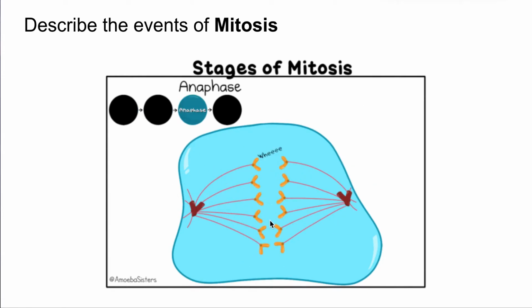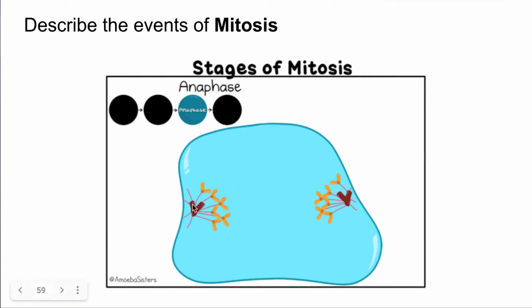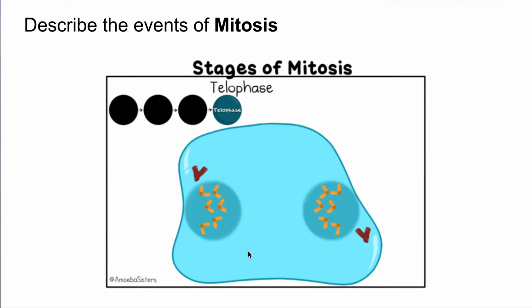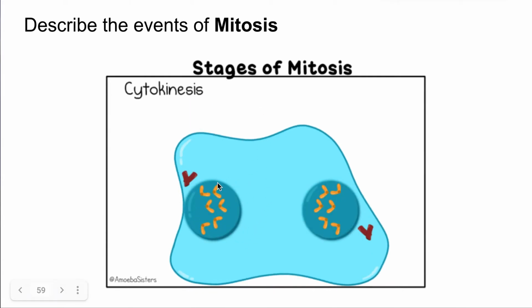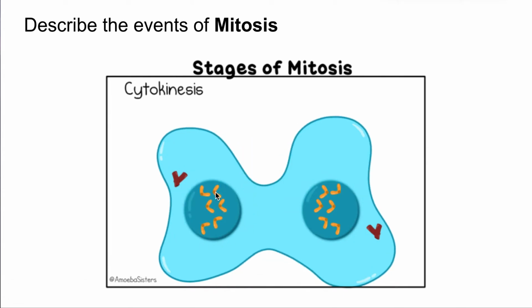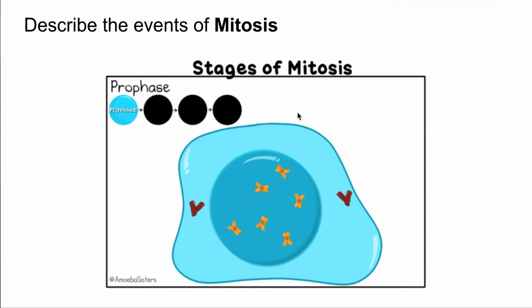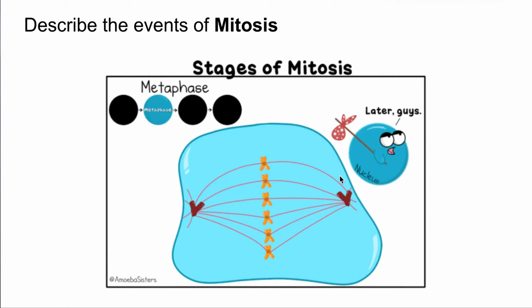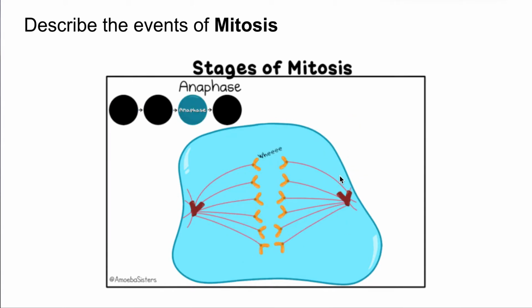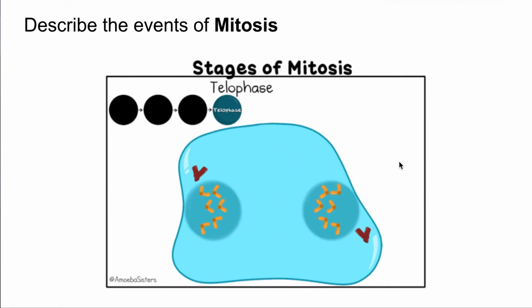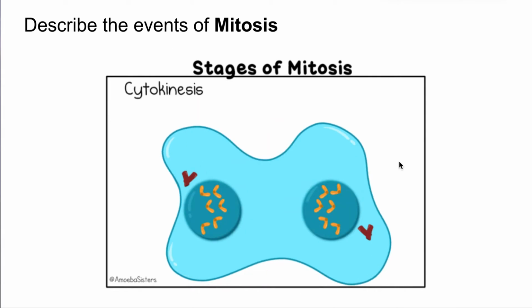Next, metaphase, they line up in the middle. Anaphase, sister chromatids get pulled apart. And then finally, telophase, you reform the nucleus, and those chromosomes also start to uncondense. Finally, you saw that there was cytokinesis, which is not a division of the nucleus, but division of the rest of the cell. So it's part of the mitotic phase, but not a stage of mitosis.